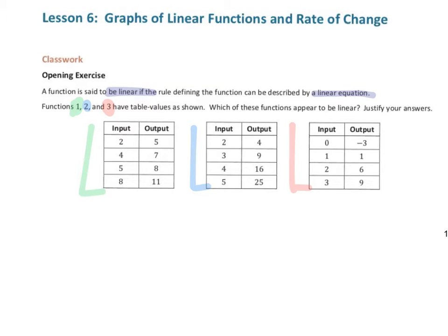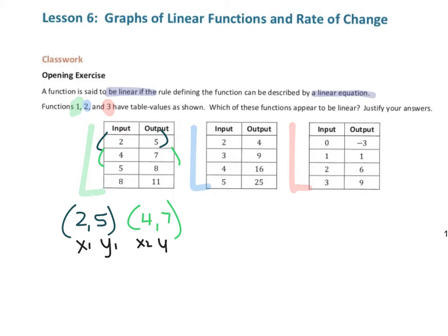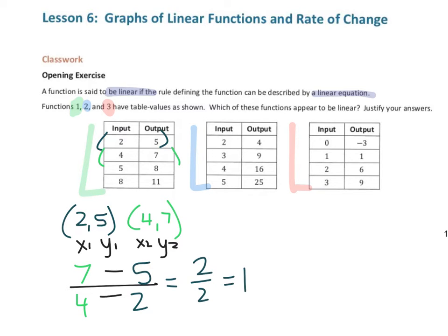I'm going to walk us through function 1 together. So I'm going to need two ordered pairs. So I'm going to go with 2, 5, and 4, 7. As always, we want to label our ordered pairs. Draw the model, and then move my values in. So y2 minus y1 over x2 minus x1. 7 minus 5 is 2. 4 minus 2 is 2. Gives me a rate of 1.